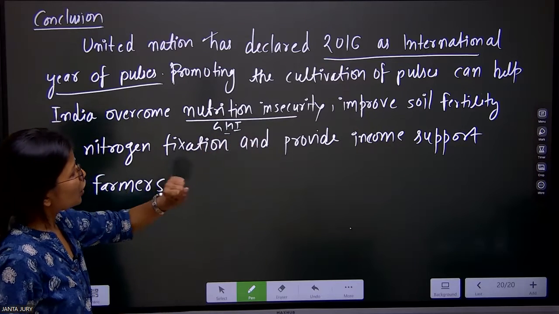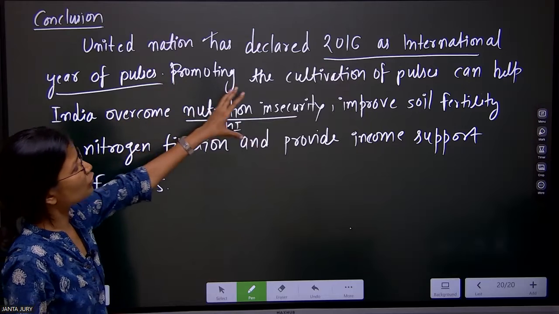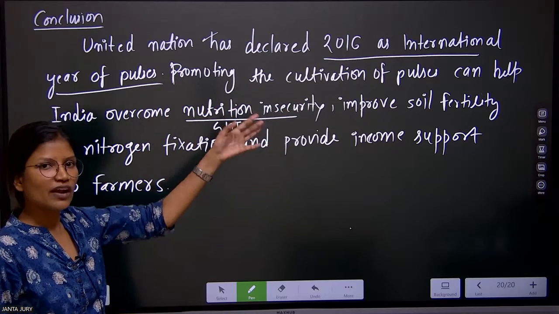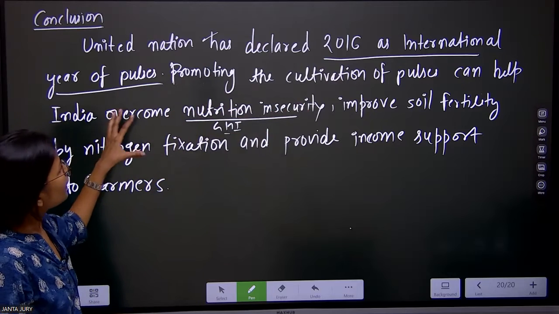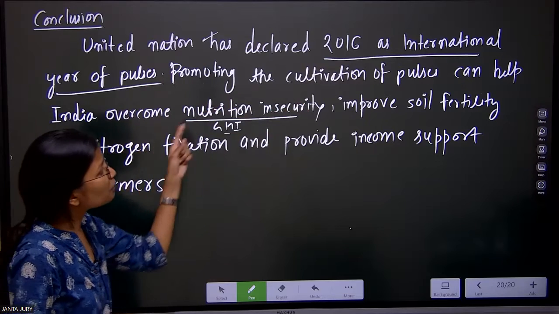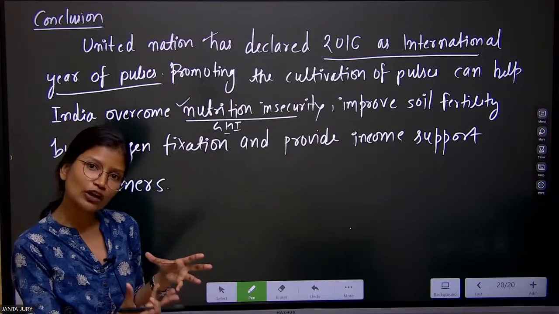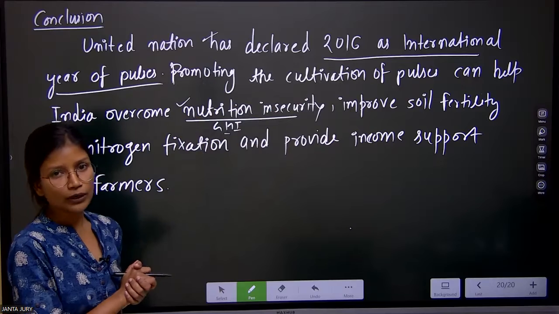Okay. Next, what do we need to do? So we are giving the suggestion and we are saying we have to promote the cultivation of pulses because of the low level equilibrium trap, tha na? So we have to overcome that. So we will promote the cultivation of pulses to overcome nutritional insecurity, to improve the soil fertility. So not only for the population, but also for the soil of the country, it is important that we start cultivating more and more pulses.